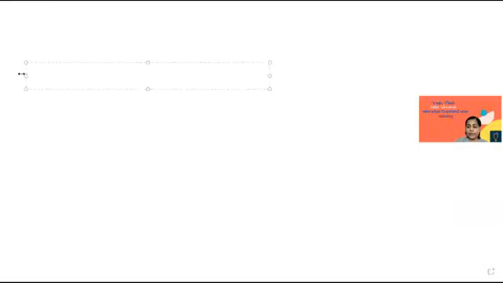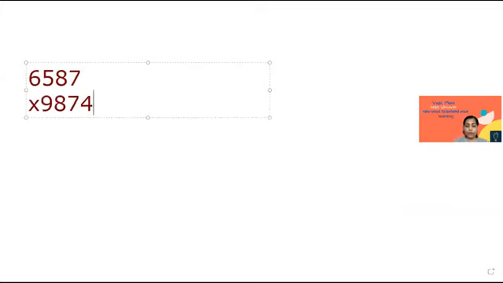Now I'm going to type 6587 and we are multiplying this with 9874. Clear? You will say that we must write the bigger number on top and the smaller number down. Nothing to worry. We don't need to make any changes anywhere. Just simply multiply.